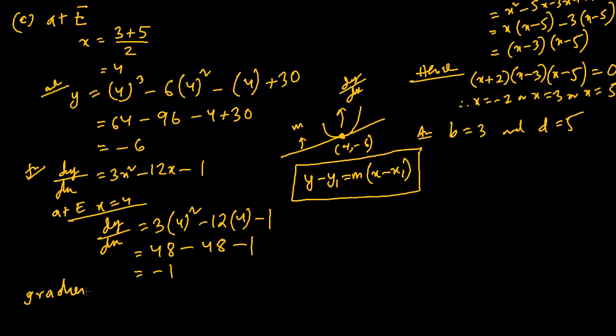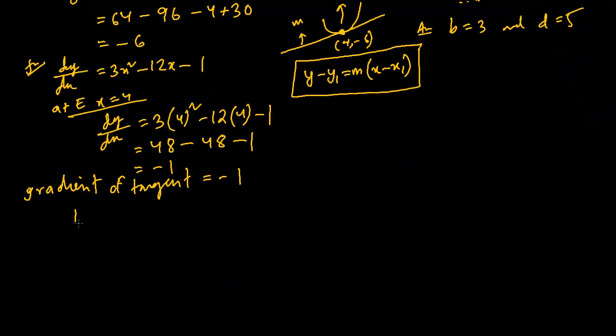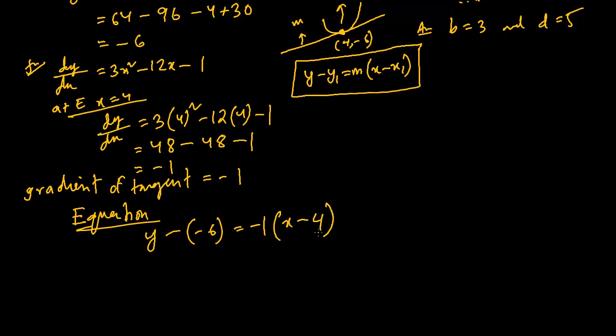This is the gradient of the curve, and the gradient of the tangent is also the same as the gradient of the curve at that particular point. So the gradient of the tangent is minus 1. Now the equation of the line. The equation of the tangent line is going to be y minus y1. The y coordinate of E is minus 6. So y minus minus 6 equals m, which is minus 1, times x minus x1, which is 4. So this is going to be y plus 6 equals minus x plus 4, which is y equals minus x minus 2. The format of the equation doesn't really matter unless the question states specifically how the answer should be. So this is the answer.